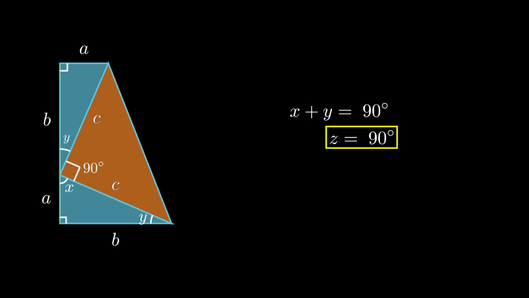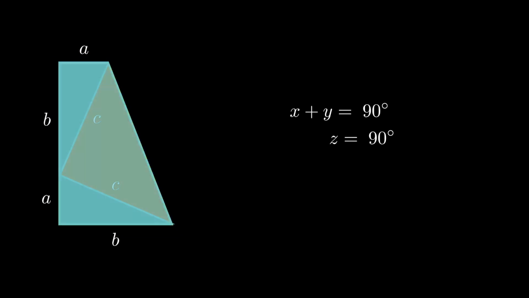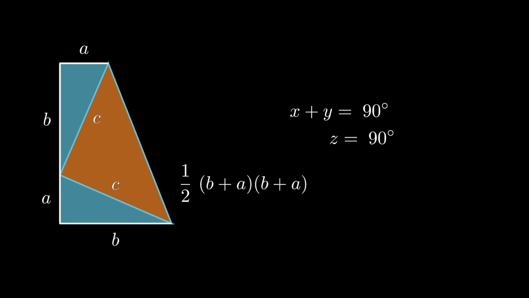This means that our orange triangle is a right angle triangle. Now, what is the area of this trapezoid? Well, the area of any trapezoid is 1/2 times the sum of its bases, which in this case are B and A, multiplied by the height, which in this case is B plus A.